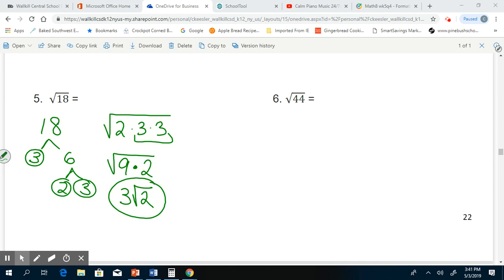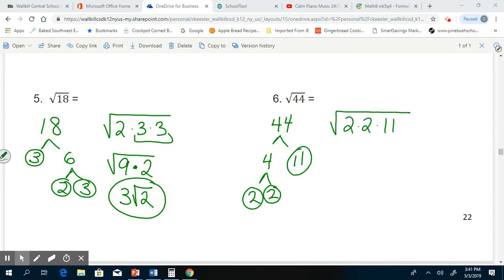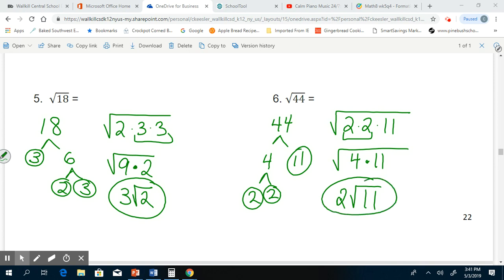Okay, square root of 44, we do the same thing. We make our factor tree. 44 is 4 times 11. 4 is 2 times 2. So underneath our radical, we have 2 times 2 times 11. 2 times 2 is our perfect square, so it's 4 times 11. And the square root of 4 is 2, but we can't take the square root of 11, so it stays in the radical, making square root of 44 equivalent to 2 square root 11.